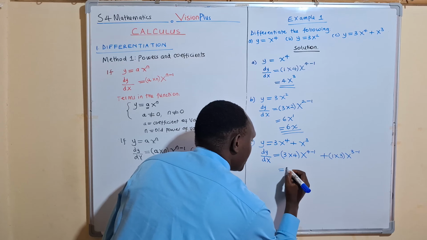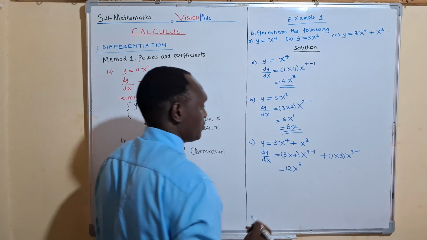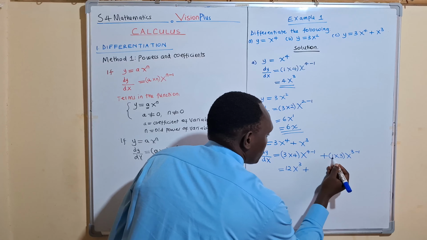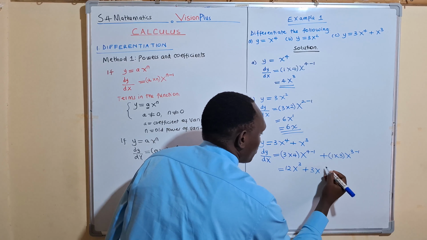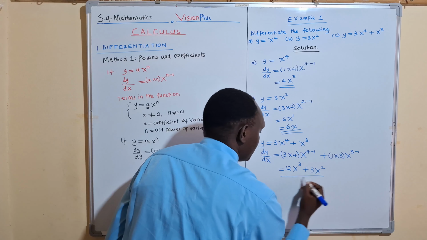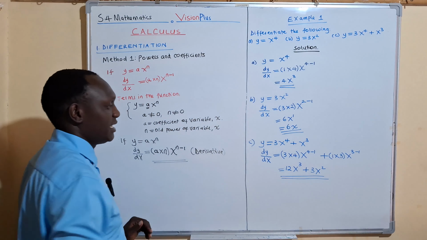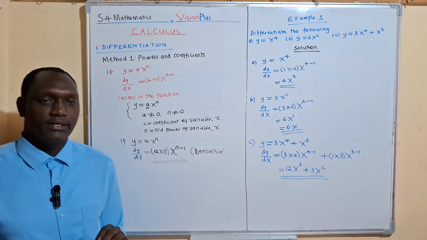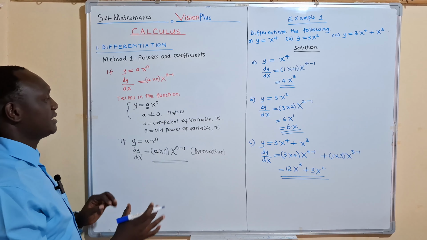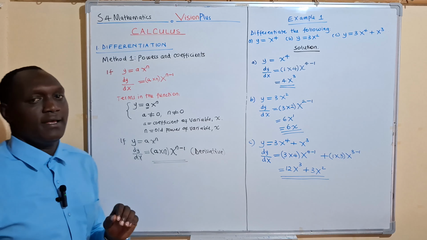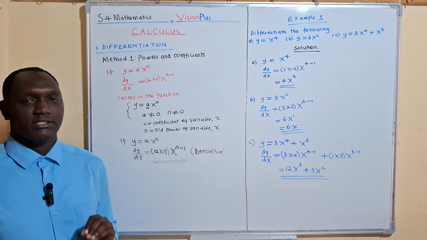So then we simplify. What is 3 times 4? It is 12. x. What is 4 minus 1? 3. So 12x cubed plus. What is 1 times 3? It is 3. x. What is 3 minus 1? It is 2. 3x squared. So this is the derivative of the function in part C. So we have differentiated that function. When we are using method 1, where we consider powers and coefficients, this is basically what we apply, and we apply it on every term that we encounter. So this is the solution to example 1.